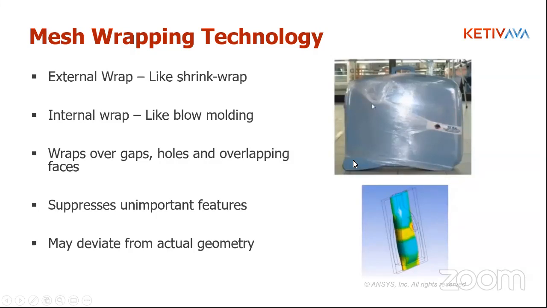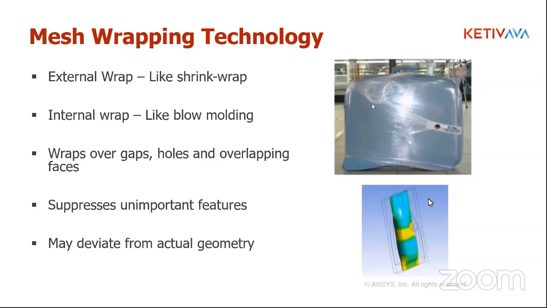Suppose, for example, this bag, this suitcase, is the geometry that you're working with, but it is dirty in terms of having holes, missing faces, gaps, and you don't want to spend the time to fix it manually. What do you do? You shrink wrap a surface mesh around it. What that does is it patches the holes, patches the gaps, so that fluid does not leak either from inside to outside or vice versa. Now, this is an external wrap wherein you are wrapping something over or outside the geometry.